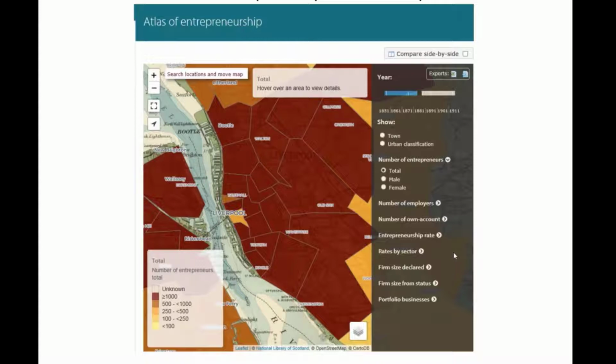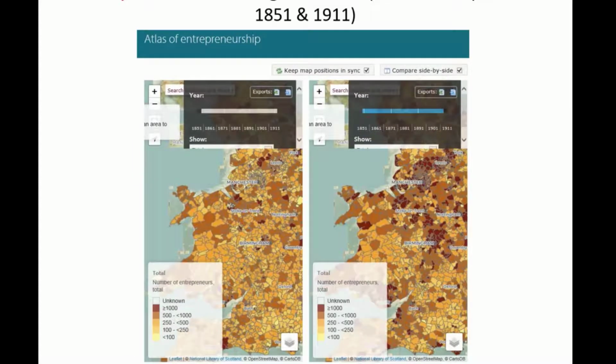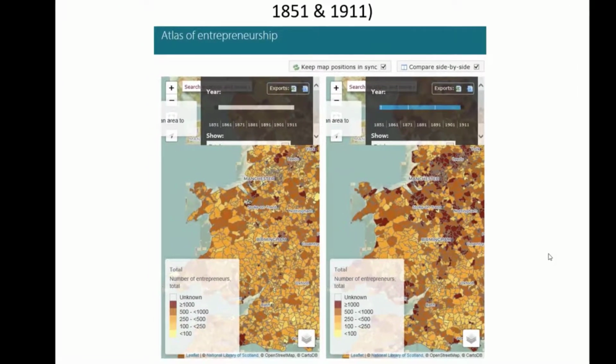This again is the same map, total entrepreneurs in 1881. You've also got the capacity to put one map side by side with another. You can put them for different maps for the different data that the Atlas has. In this case, it's the same maps for the same data, but different years. So on the left, we have 1851, all entrepreneurs count by RSD.